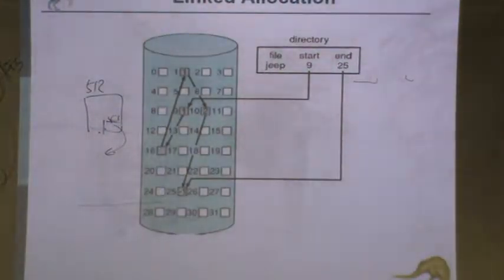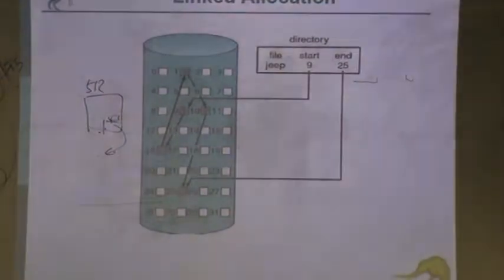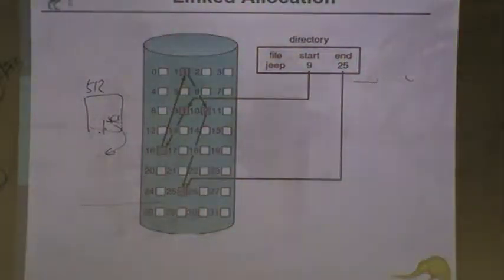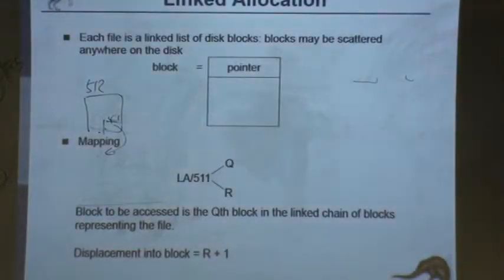So for this one, you're saying start at 9 and end at 25, so it runs through the whole list and comes back to 25? Yes. So for example, if you want to access the data in this block, you need to go through 9, 16, 1, 10, then finally you can access the data. That's the drawback of this approach. But the benefit: no external fragmentation. You can use any block.